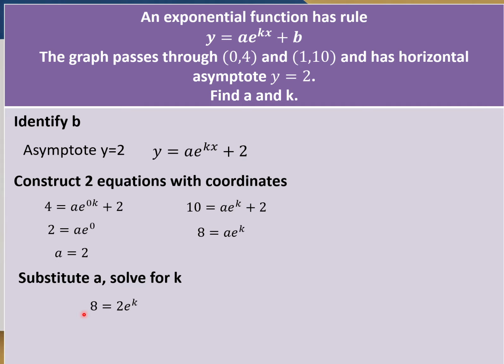So I can divide both sides by 2, and that gets me 4 is equal to e to the power of k. Using e, I can write it as log, so k is equal to ln 4. If I wanted to write it as an equation, I can just say y equals 2 e to the power of ln 4 x, plus 2.